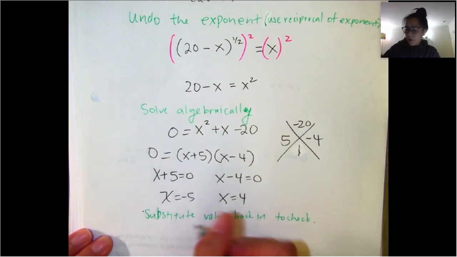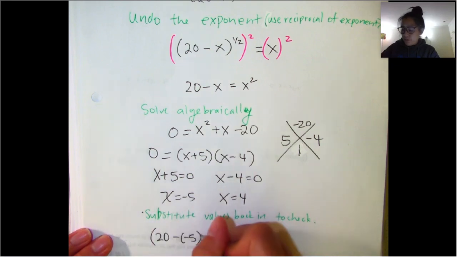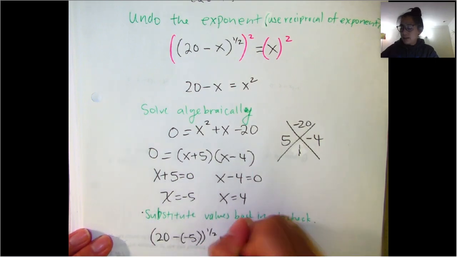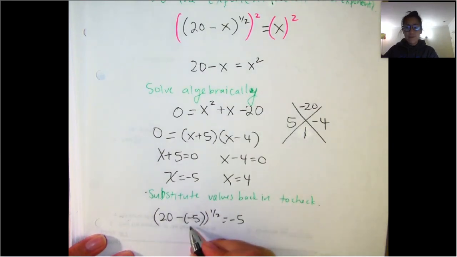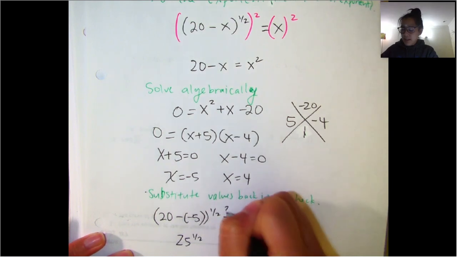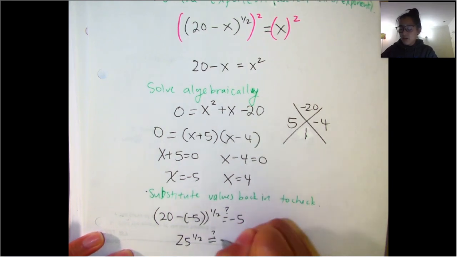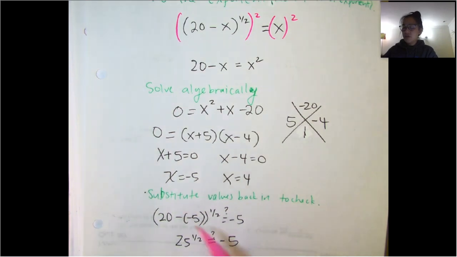And so we have 20 minus negative 5 to the 1/2 power. Does that equal negative 5? Well, we do 20 minus negative 5. That's 25 to the 1/2 power. Does that equal negative 5? No, absolutely not. So this one's extraneous.